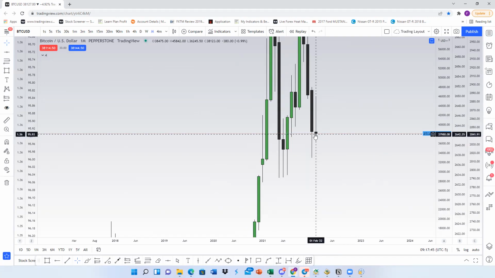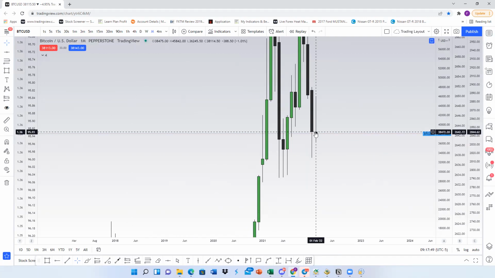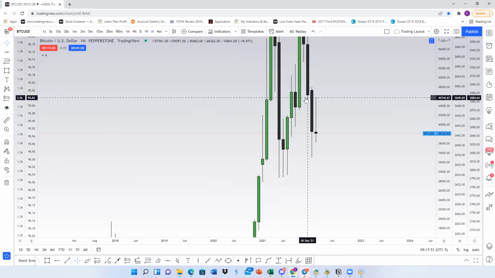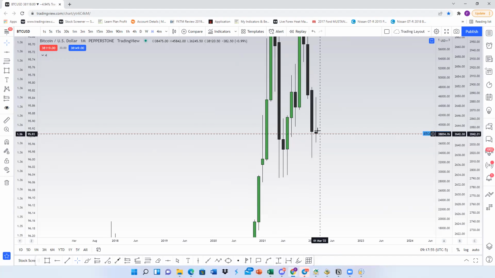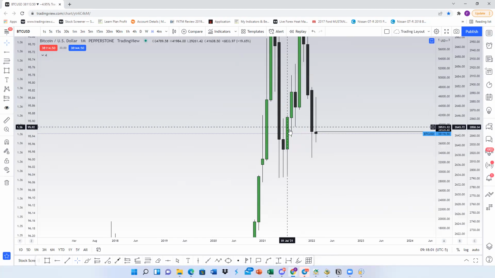Okay, this monthly candle, we opened. Is that the opening? Yes, that is. We opened, we went up, filled this up, and now we are dropping. Now we are near the monthly opening price. Here, this is the monthly opening price. We are near the monthly opening price.